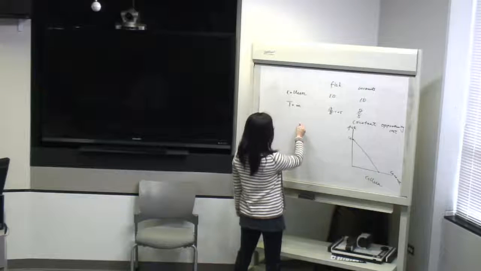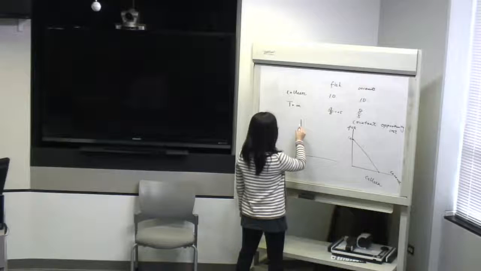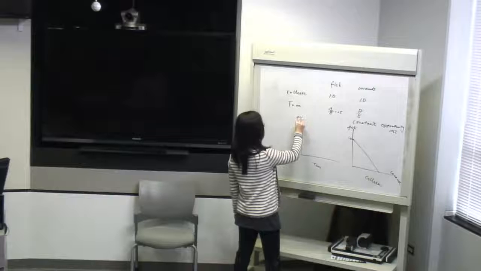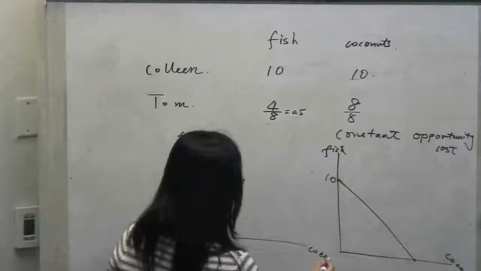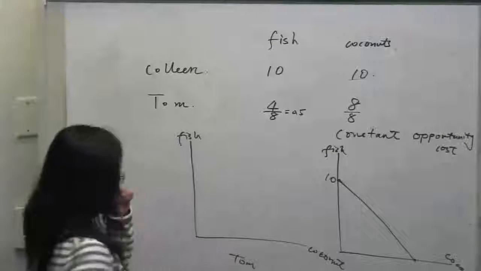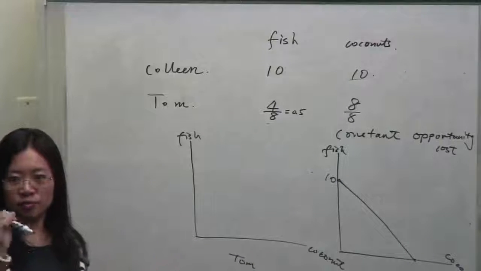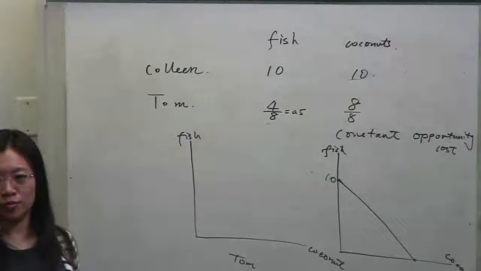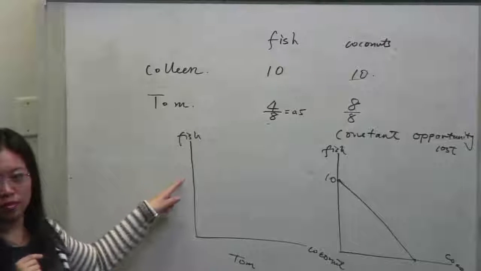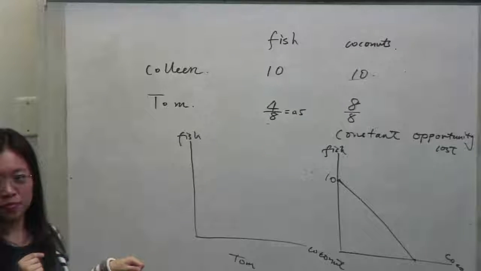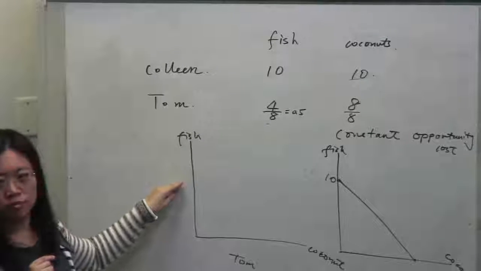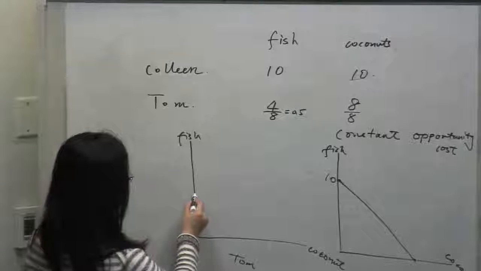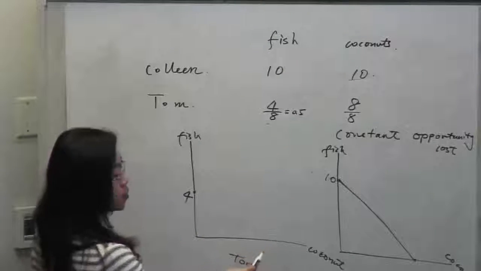This is Colin's PPF. Let's draw Tom's PPF. How do we draw Tom's PPF? I'm asking you. What is Tom's PPF? It looks like this. What is the number on here? All 4. What is the number on here? 8.